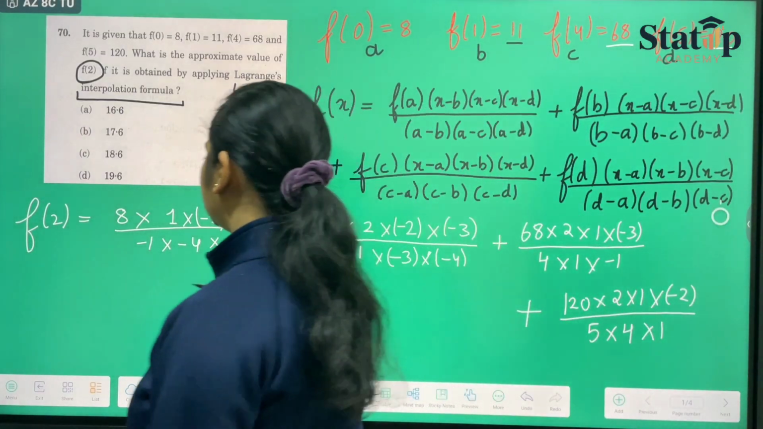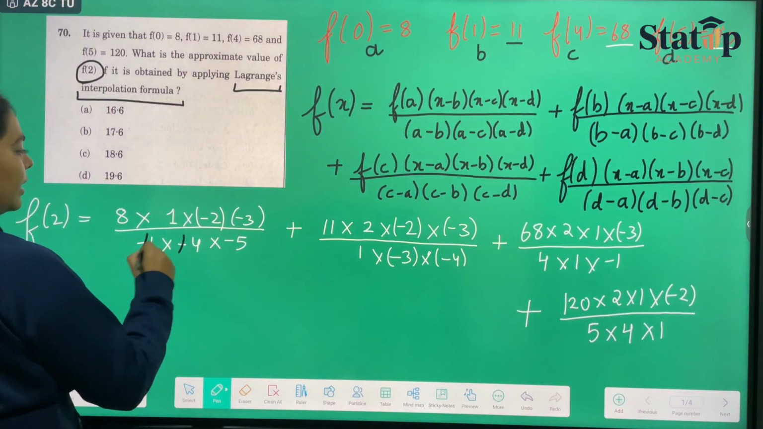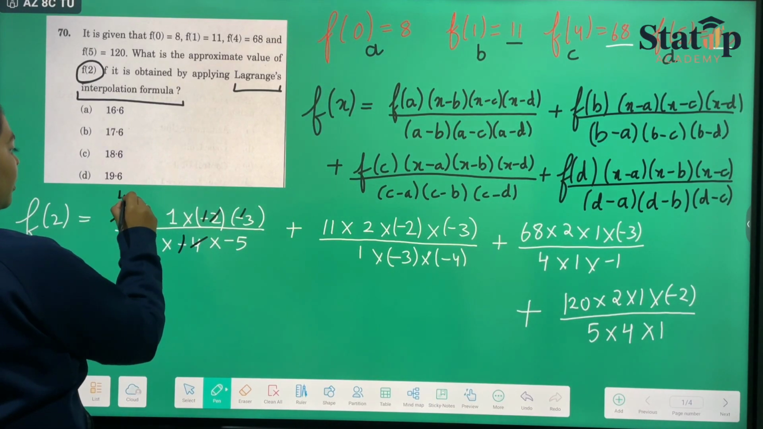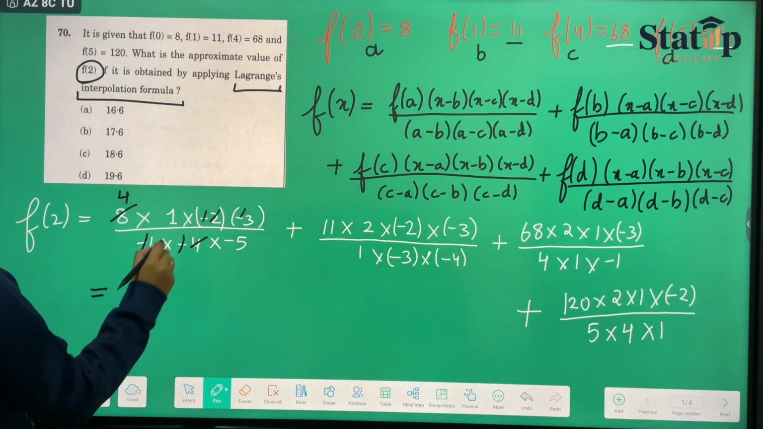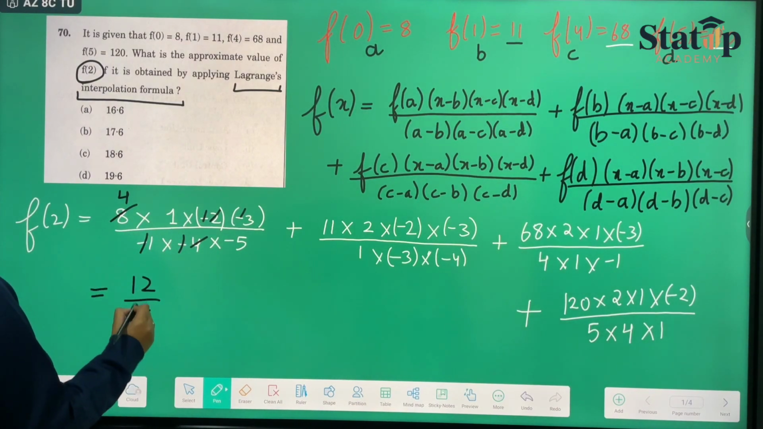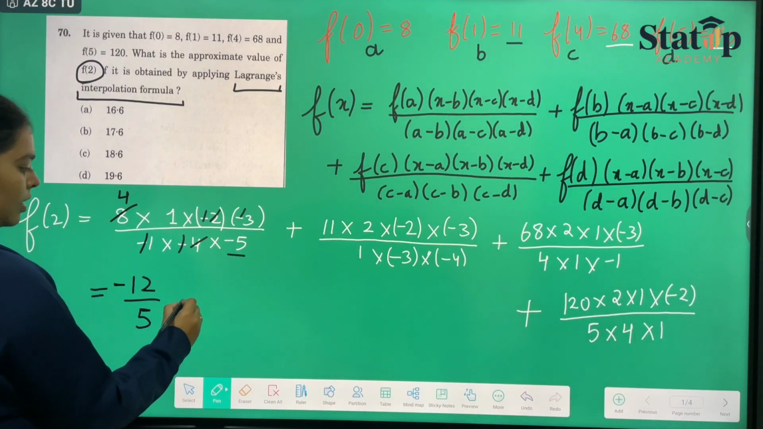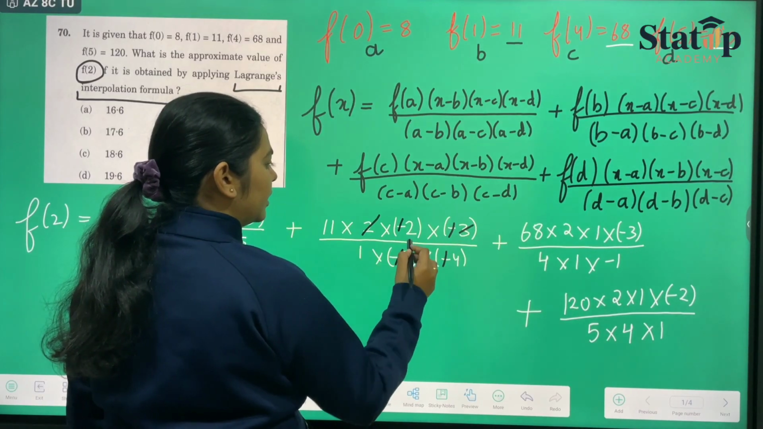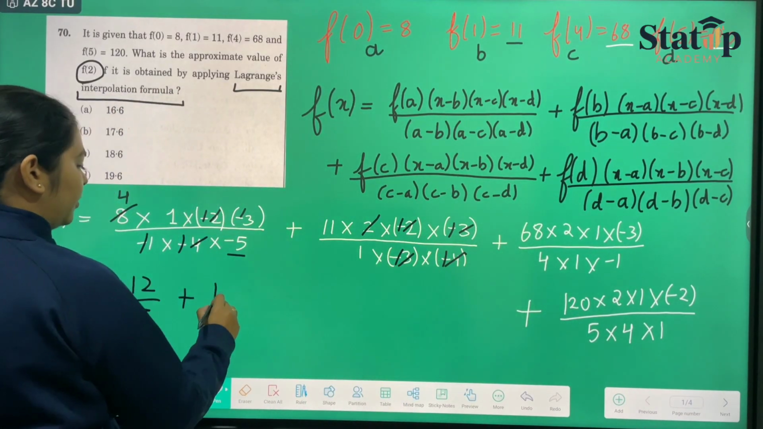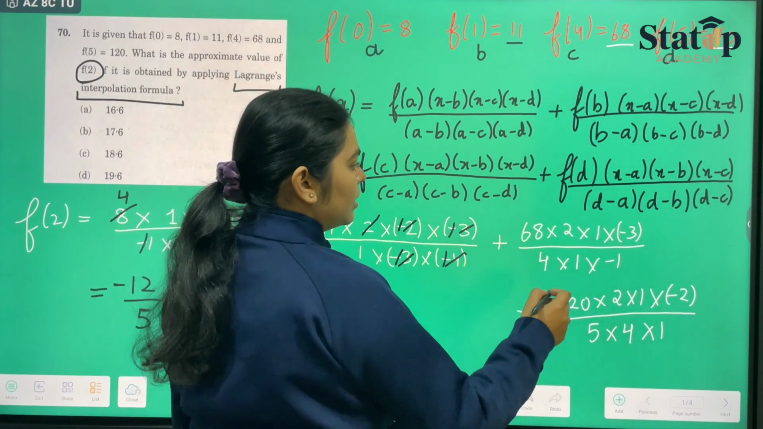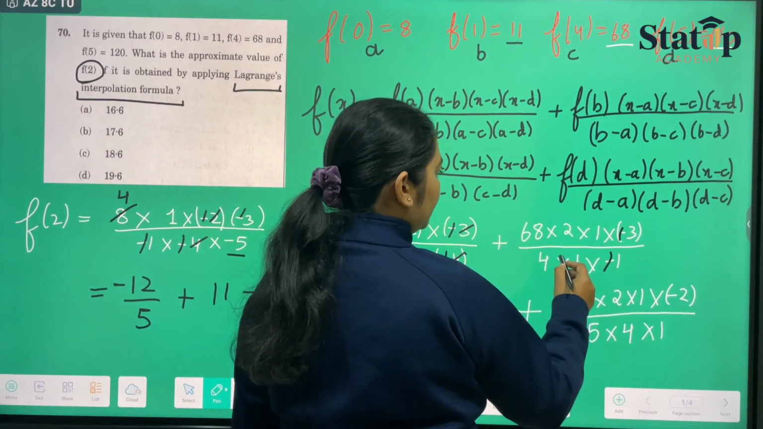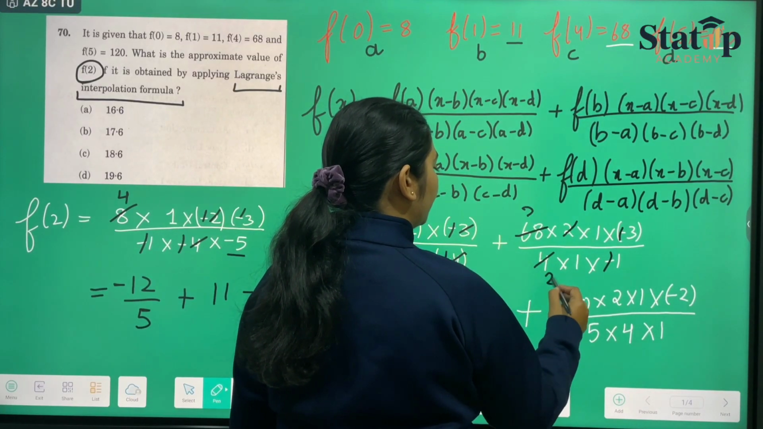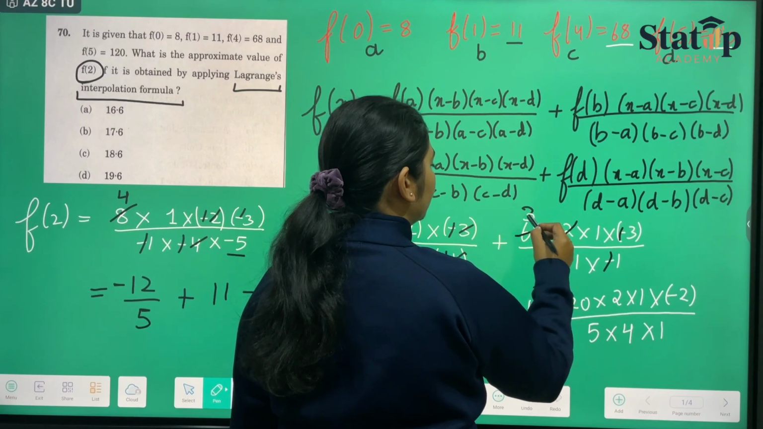So after adding and subtracting all of it, you can see that the negative signs get cancelled and we get 4 and 4. So we are left with 12 upon 5, with a minus sign, so minus 12 upon 5. Plus here we'll see that the negative signs get cancelled, 3 and 3 get cancelled, 2 and 2, 4 also get cancelled. So we will get plus 11. Then in the next one the negative signs get cancelled and 4 into 2, twos are 4.